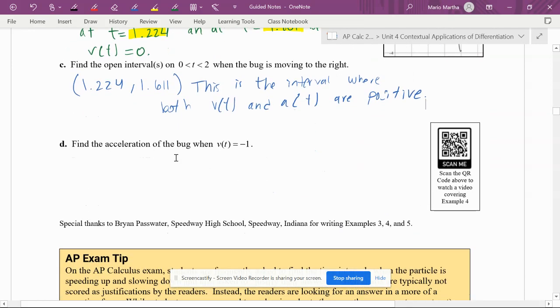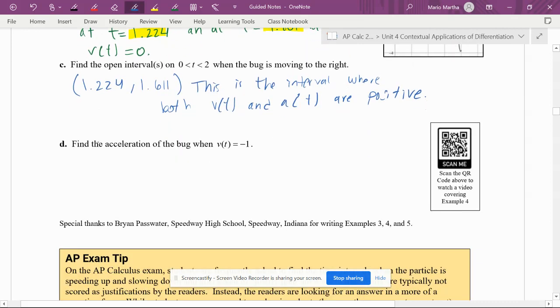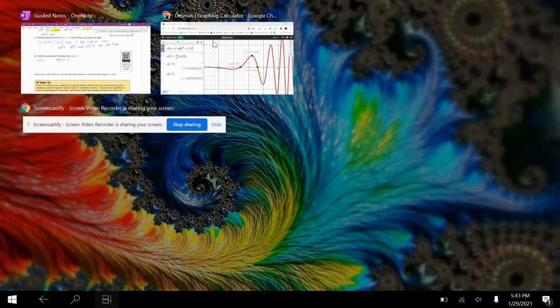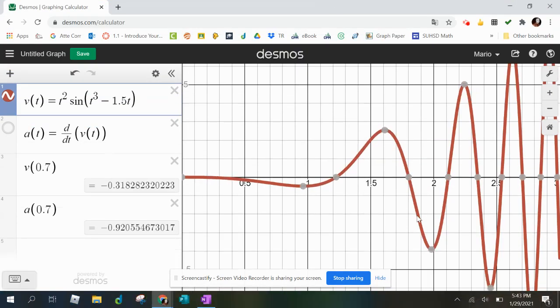And then it says find the acceleration of the bug when v of t equals -1. So we're looking for a of t. First, we have to find what t equals when v of t equals -1, right? So let's look for that in the graph. When does v of t equal -1? And again, there's no harm in using Desmos for this. Can we trace it? About right there.